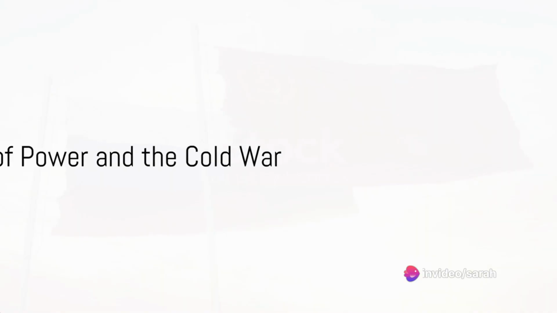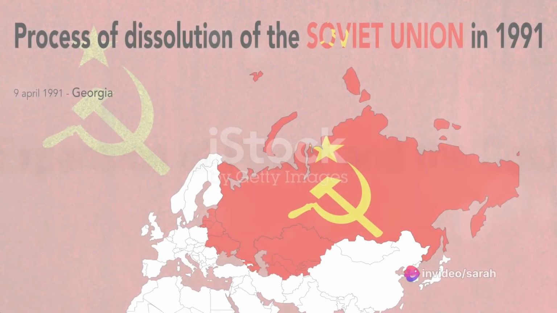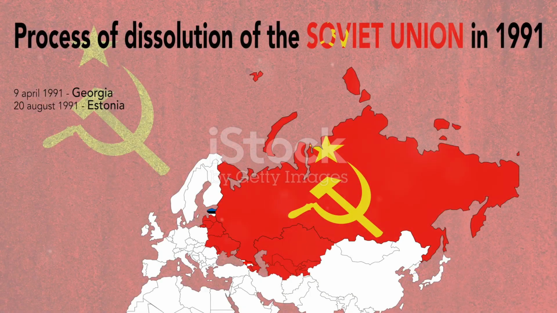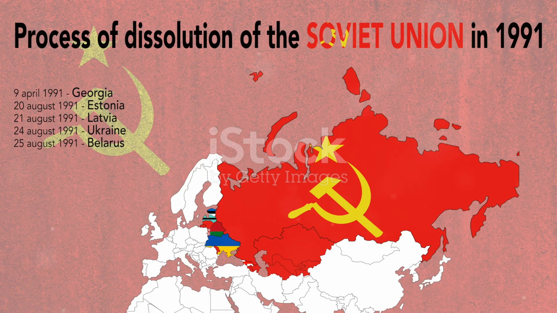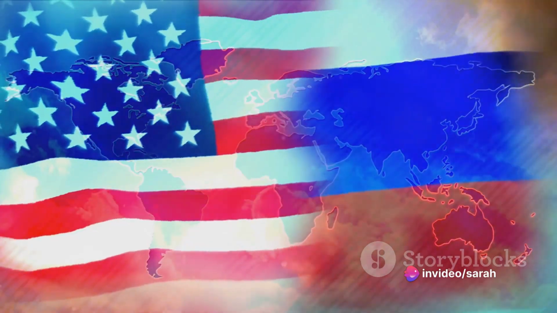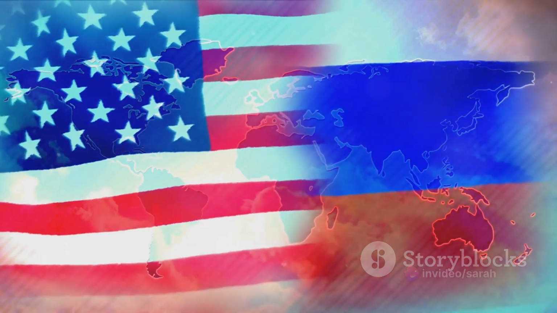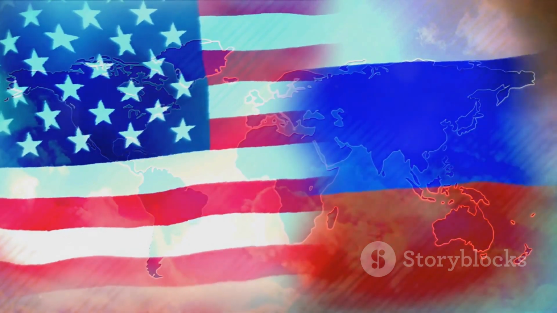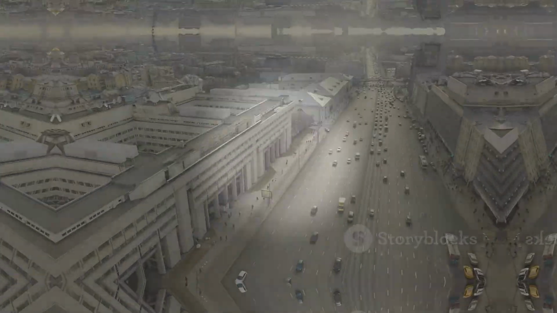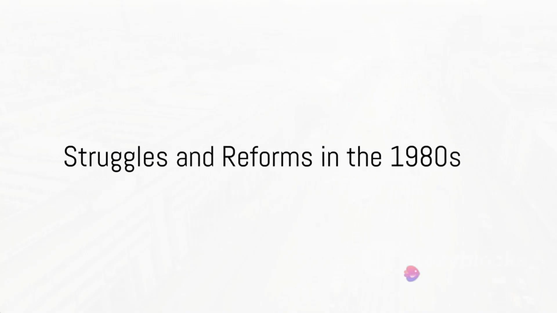Fast forward to the end of World War II. The Soviet Union, now a superpower, had extended its influence over Eastern Europe, setting up satellite states to establish what later came to be known as the Eastern Bloc. However, this expansion of power was not without consequences. It marked the beginning of the Cold War, a period of geopolitical tension between the Soviet Union and the United States. As we enter the 1980s, the Soviet Union was struggling.